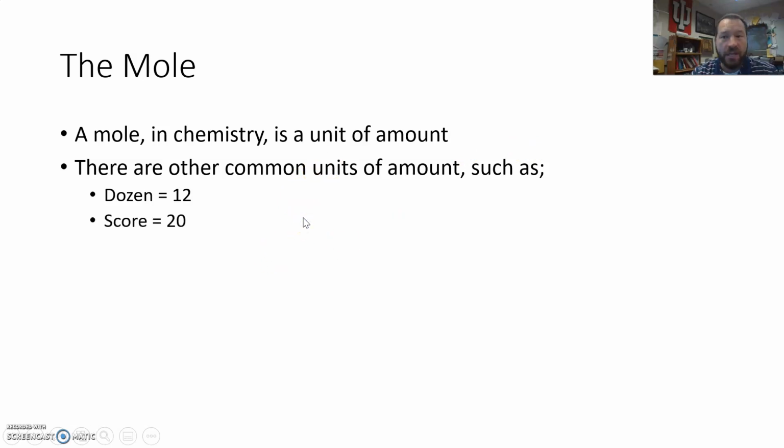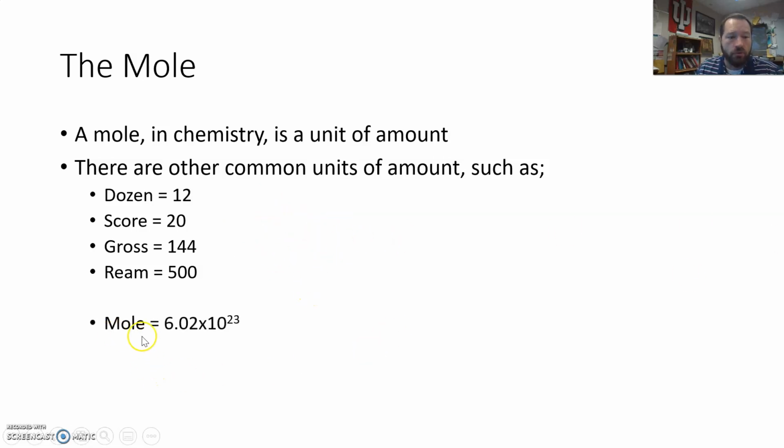One you're maybe less familiar with is a score. Whenever you hear the word score used as a representation of numbers, it represents 20. So Abraham Lincoln, in his four-score address, was talking about 80, four score. There's a gross, which is 144, and there's a ream, which is 500. So these are all common units of amount.